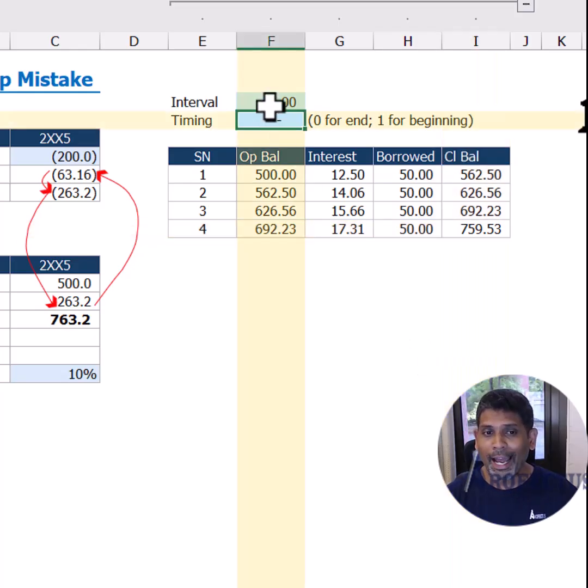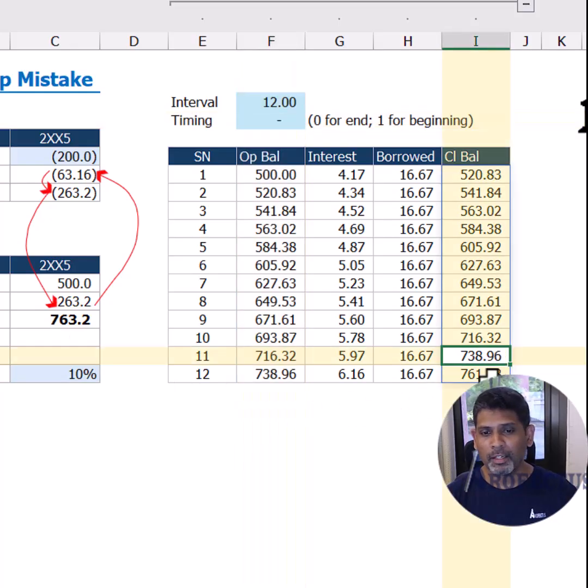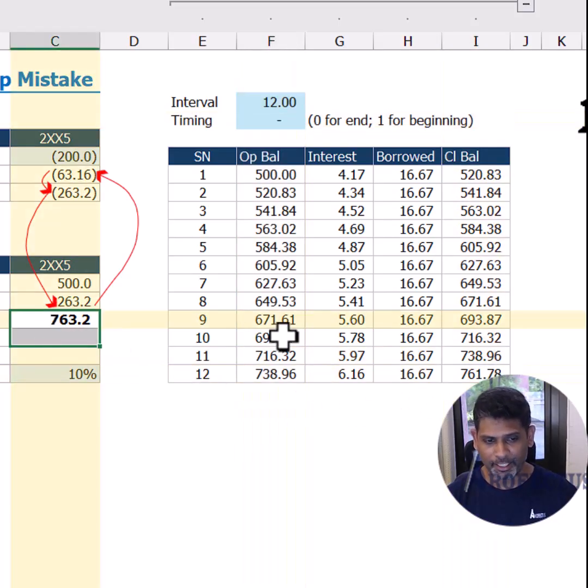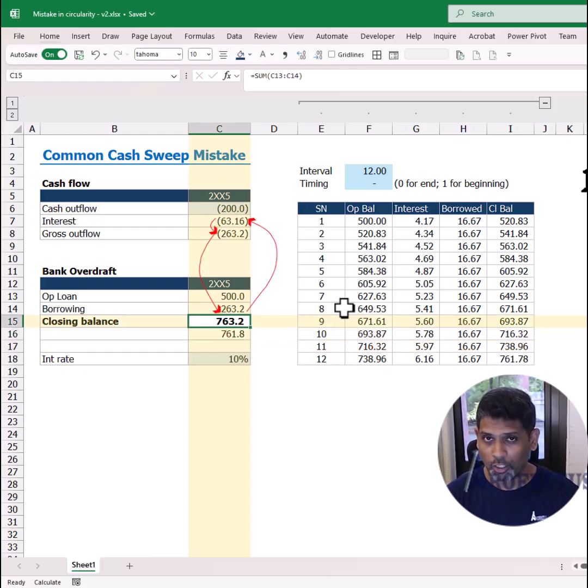What if it's on a monthly basis? The number is 761.78. This number is still significantly lower than what we got with circular reference. So 2 things. The circular reference gave us wrong answer, and it obviously brings in all the issues that come with circular reference.